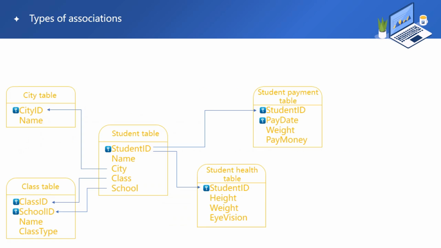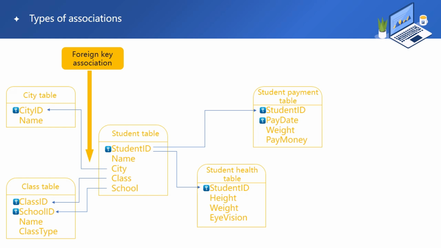Next, let's take a look at operations involving multiple file associations. SPL regards associations differently from SQL, as it distinguishes between foreign key associations and primary key associations. For example, if the city foreign key in the student table is linked to the primary key city ID in the city table, this is a foreign key association.